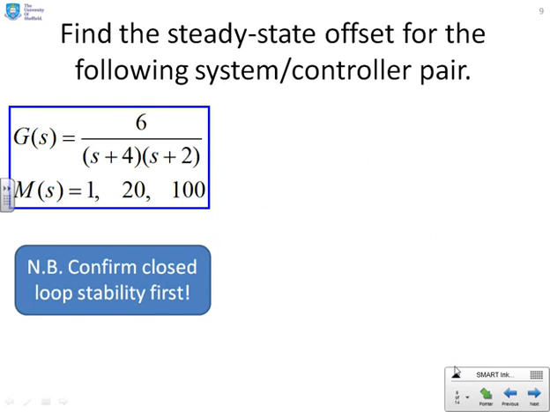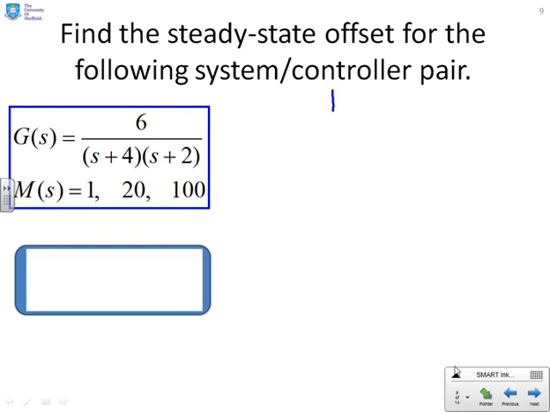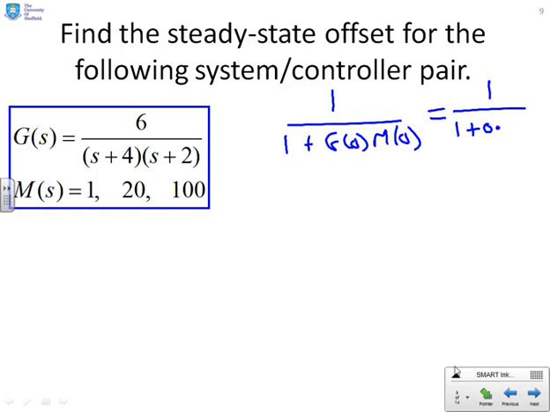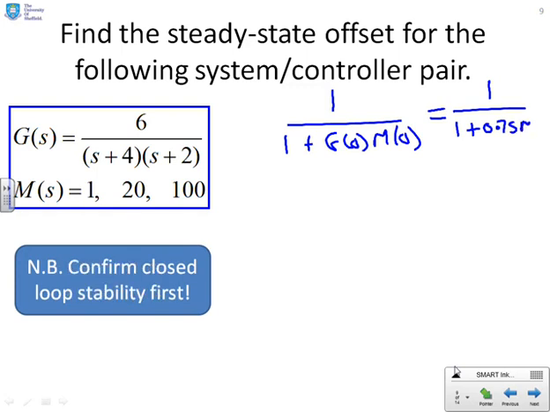Another example. Find the steady state offset for the following system controller pair. Now you'll see this particular G of S does not include an integrator, so we're expecting there to be a non-zero offset. So if I write the formula, 1 over 1 plus G of 0 M of 0, and because I know what G of 0 is, I can write 1 over 1 plus, now G of 0 is 6 over 8, which is 0.75, so I get 0.75, and I'll just put M because M is a constant in all these cases.